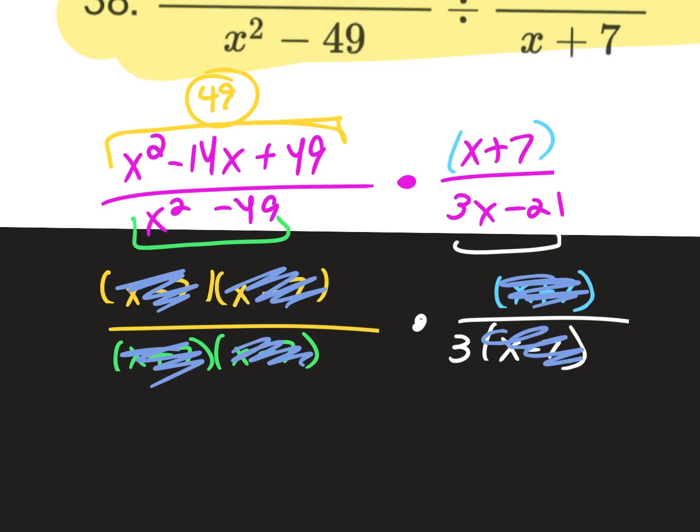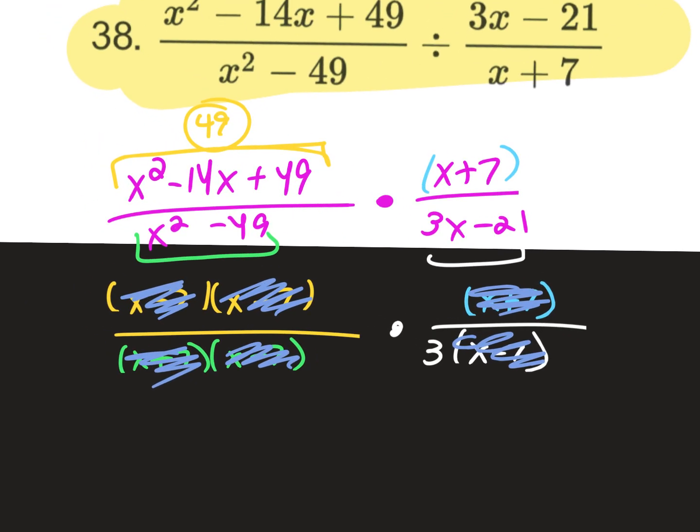So when everything cancels out in the numerator, what are you left with? 1, because everything canceled. And then what's on the bottom? A 3. So that's a type of problem where almost everything canceled, and that's fine.